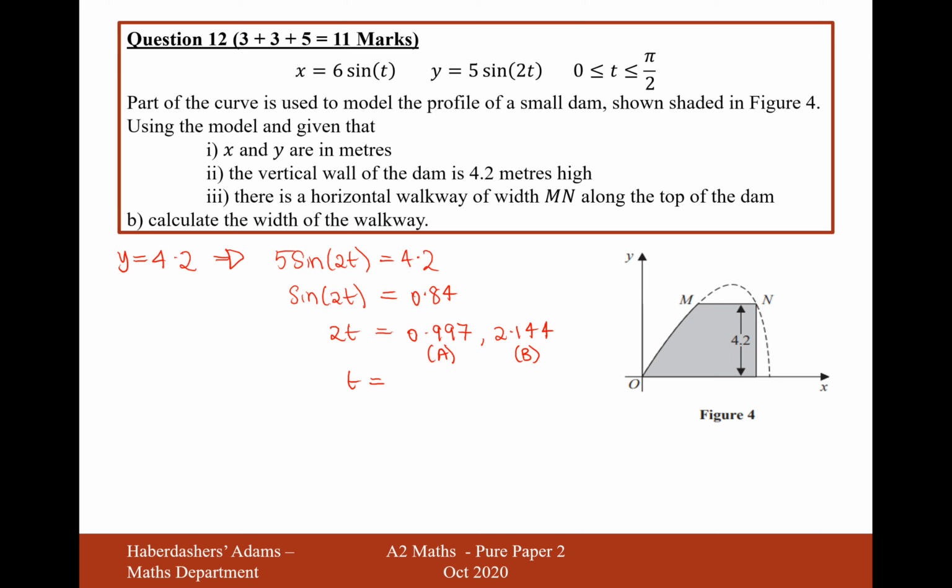So therefore, oh, actually we need t, don't we? So now A is going to be divided by 2, which would be 0.4986. I'll now save this as my value for A, actually. So store that as A. And then with B, I'm going to divide that by 2 and get 1.07. I'm now going to store this as B on my calculator, so store as B.